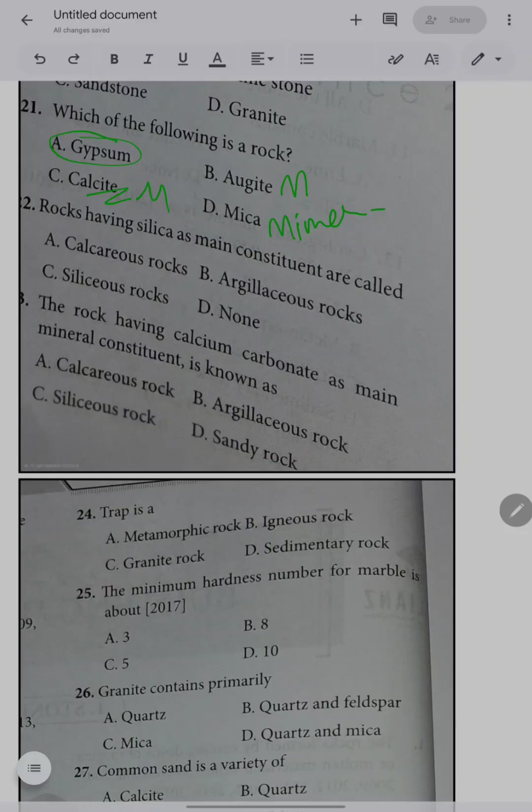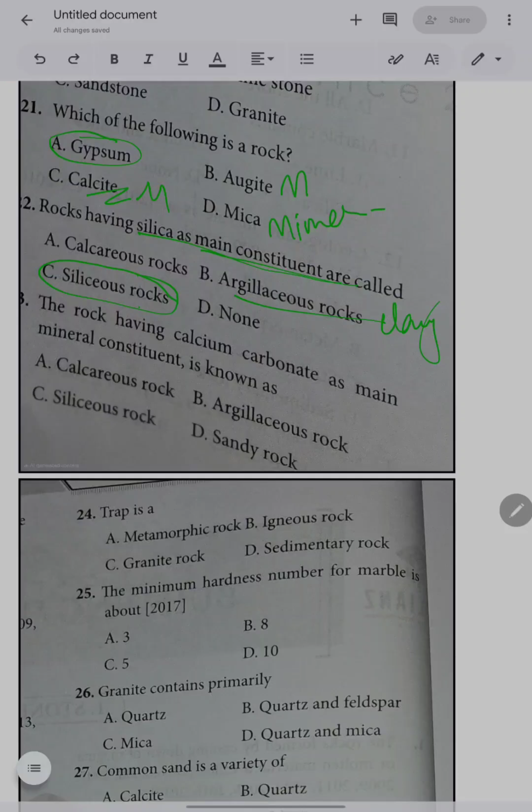Next question. Rocks having silica as the main constituent are called calcareous rocks, argillaceous rocks, siliceous rocks, and none. So here the answer is siliceous rocks. Rocks having silica as the main constituent are called siliceous rocks. Clay, it is argillaceous rocks. Silica, siliceous rocks.